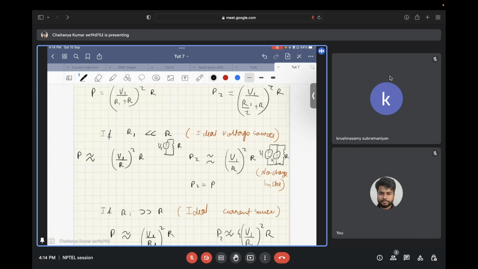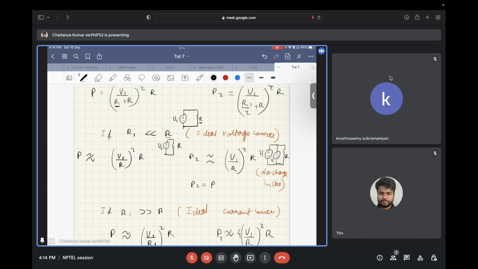Let's say, for example, when we have R1, that is the source resistance of this particular network, much smaller than R. That means what we have over here is a voltage source V1, then we have R1, then again an R in series, and since this resistance is much smaller than this resistance, this can be neglected, and we can have a short circuit over here also. So in this case, this is a case of an ideal voltage source scenario.